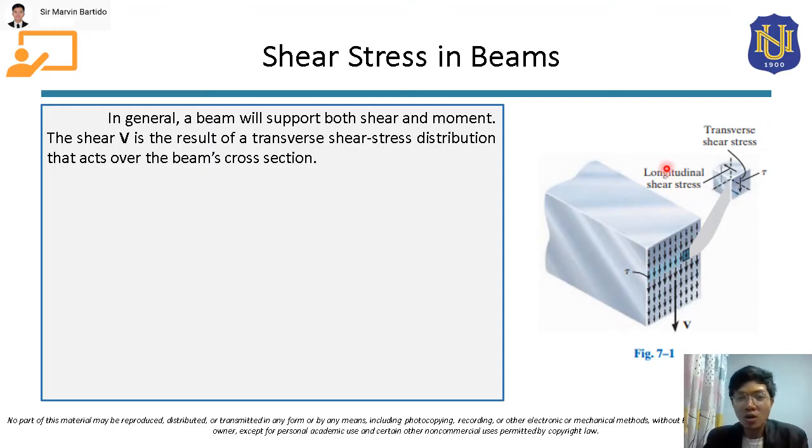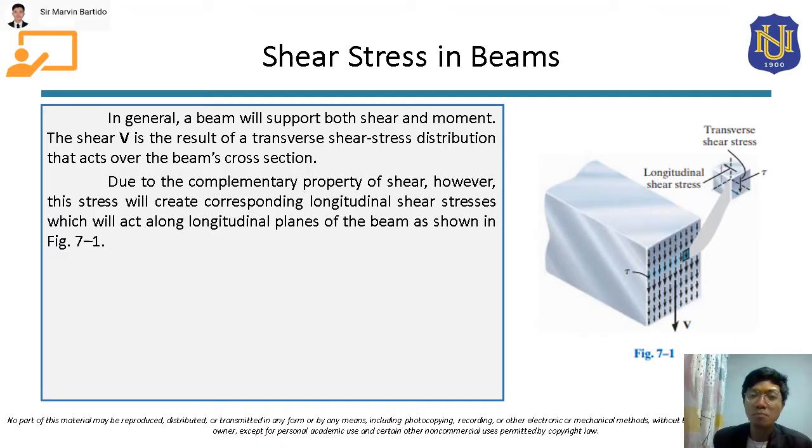Class, due to the complementary property of shear, however, this stress will create a corresponding longitudinal shear stress, which will act along the longitudinal planes of the beam as shown in this figure. Class, shear has a property, which we call the complementary property: if we have a transverse shear stress here, it must produce a corresponding longitudinal shear stress. And the corresponding longitudinal shear stress will be this stress.